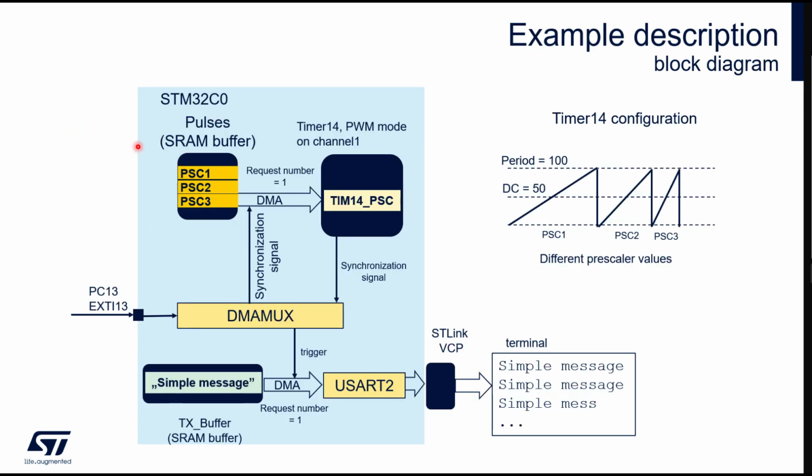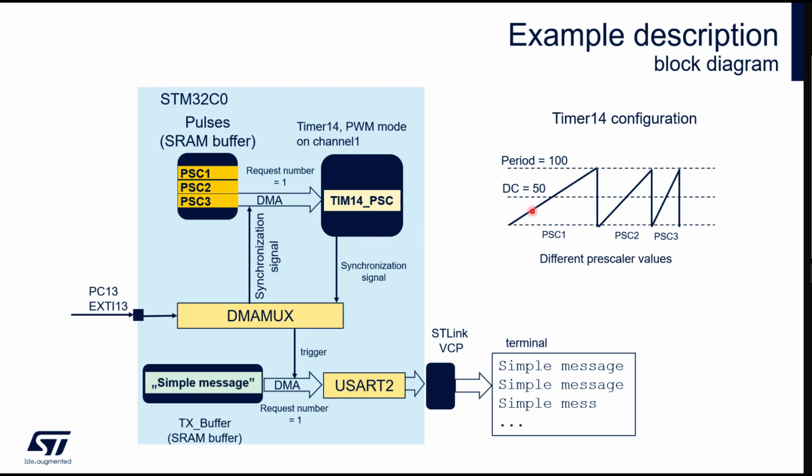Example description. On the left part of the screen we can see the block diagram of our application. We will use an external interrupt on PC13, our blue button, timer 14 working in PWM configuration without output signal generation, and USART 2 which is connected to ST-Link as virtual COM port on PC. Each blue button press generates a synchronization signal on the DMA multiplexer, which is triggering a single DMA transfer from SRAM buffer to timer 14 prescaler register, changing its effective frequency.